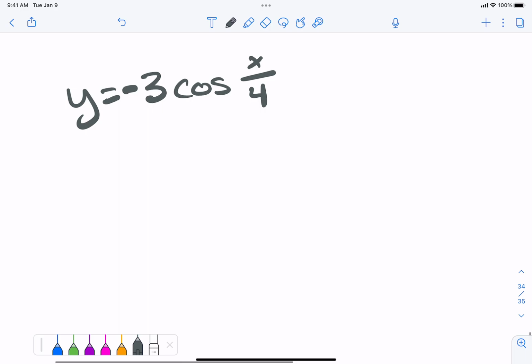Okay, graph it. Negative 3 cosine x over 4. If you need to, write out the period, write out the amplitude first, right? If that's helpful for you, I always have to write it out. Amplitude 3. Period 8 pi.